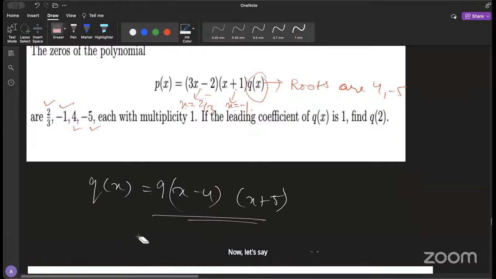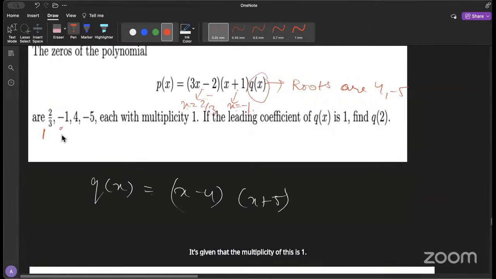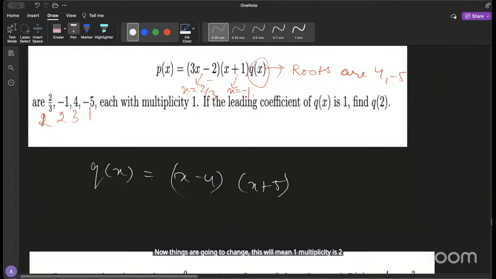Now let's say if instead the multiplicities are changed a little. Instead of taking multiplicity 1, it's given that the multiplicity of this is 1, this is 2, this is 3, this is also 2, let's say, and this is 1. Now what does this mean? Now things are going to change. This will mean 2/3 has multiplicity 2, and one multiplicity is consumed here in this factor. That means one multiplicity is still left and this will go here. So for 2/3 you will have (x - 2/3).